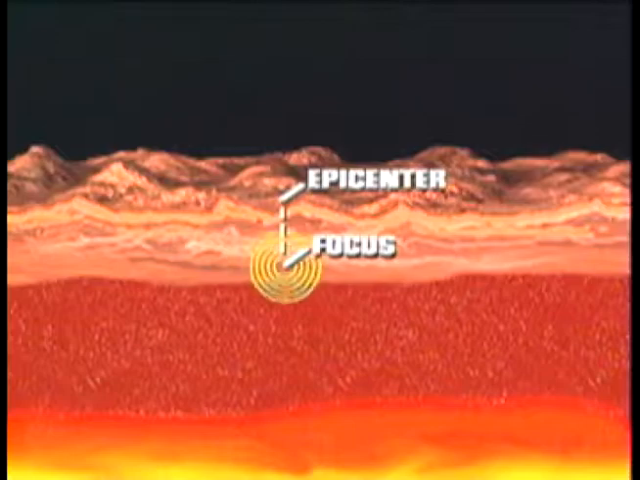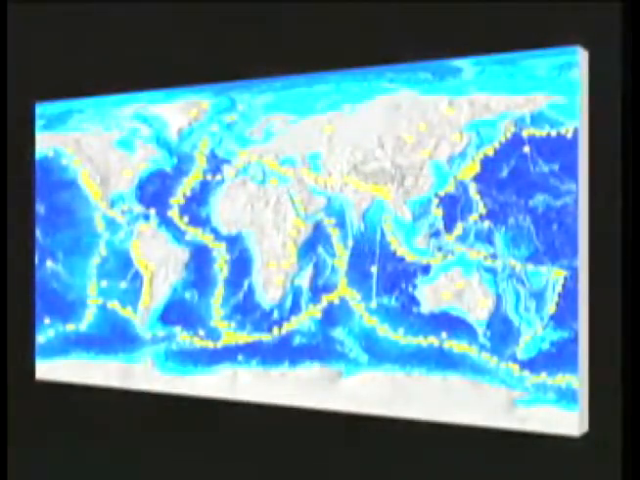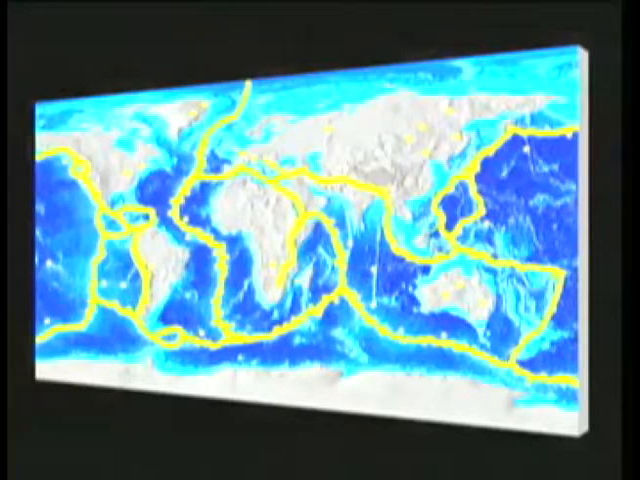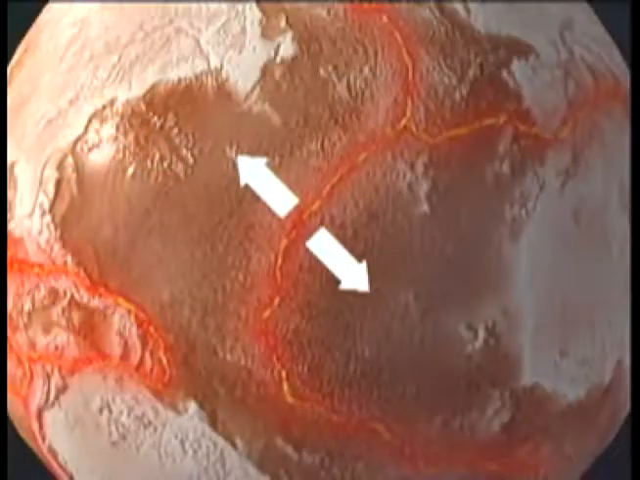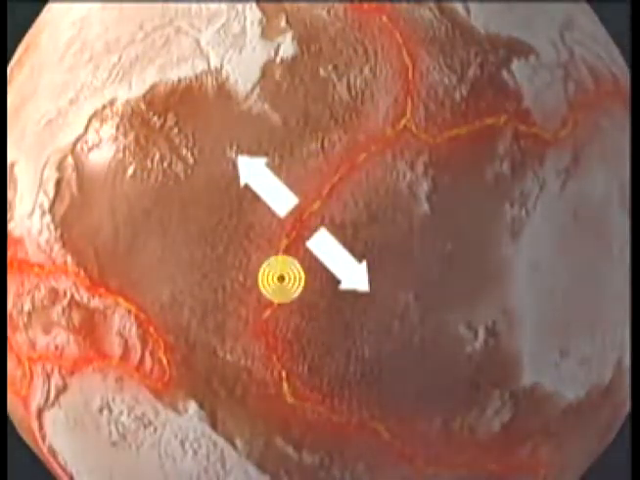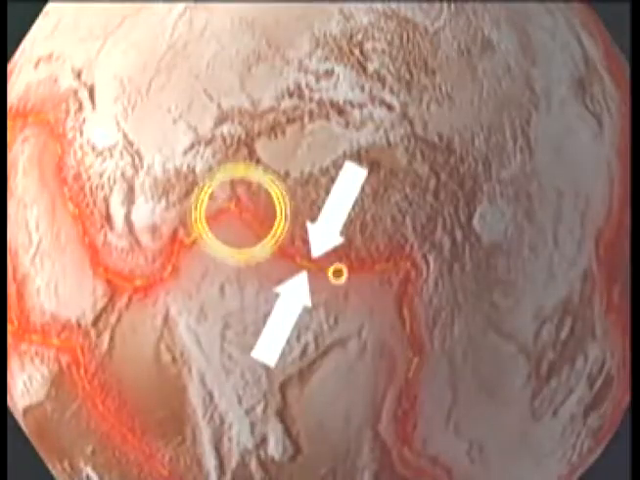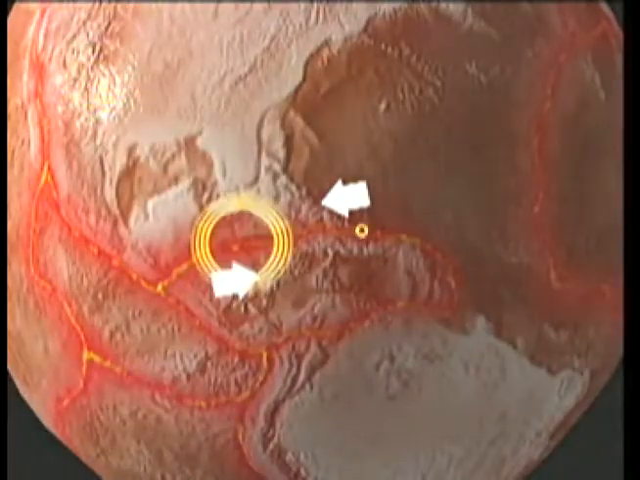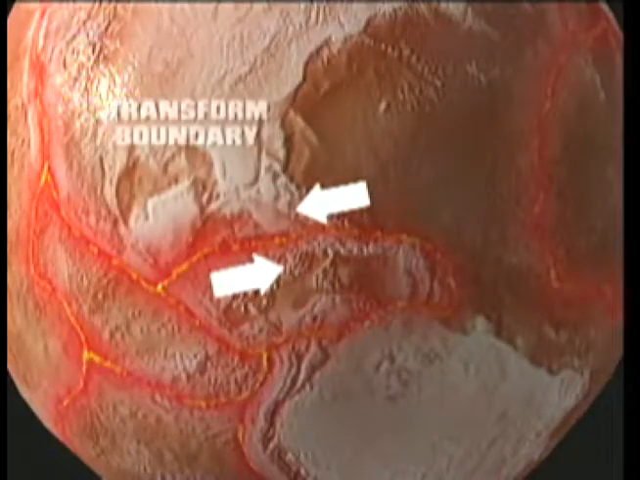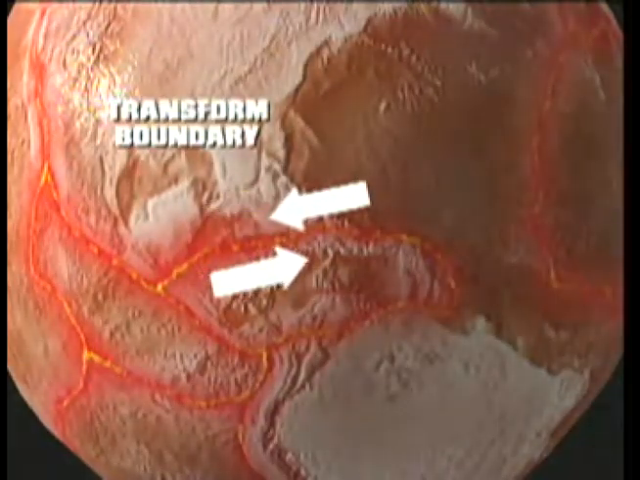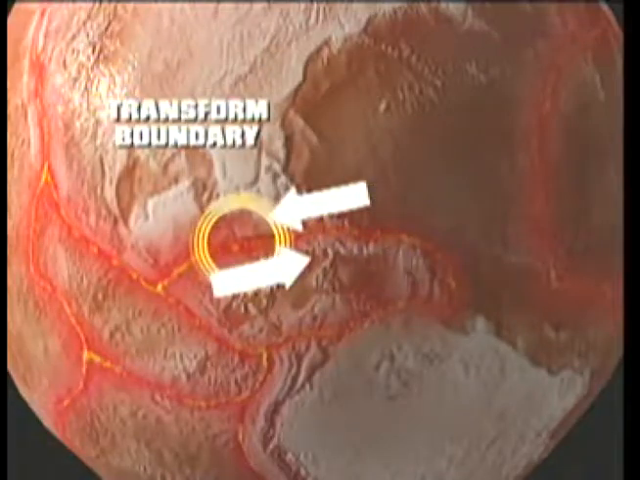What's interesting about earthquakes is how most of them coincide with plate boundaries. These dots mark the locations of recent worldwide earthquakes. These lines mark plate boundaries. You can easily see how most earthquakes occur along plate boundaries. They occur near divergent boundaries, convergent boundaries, and they occur near the third type of boundary, a transform boundary. This is where two plates slide past each other.